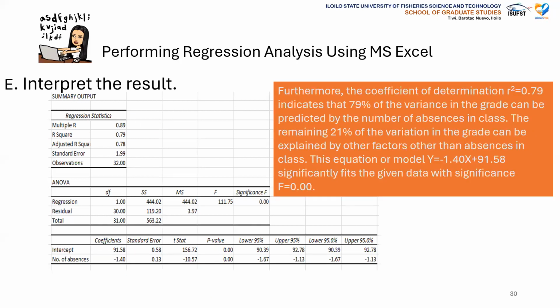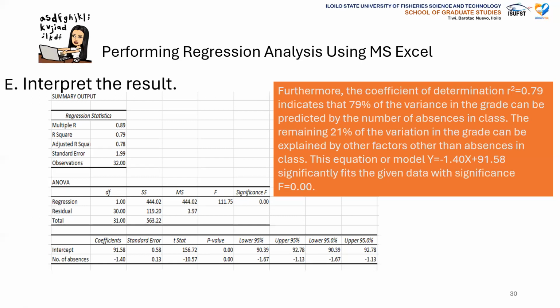Furthermore, the coefficient of determination is r squared. To get r squared, you just square the 0.89. That's why 0.89 times 0.89 gives 0.79, which indicates that 79% of the variance in the grade can be predicted by the number of absences in the class. Meaning to say, whatever his grade is, 79% of that can be predicted by the number of absences.